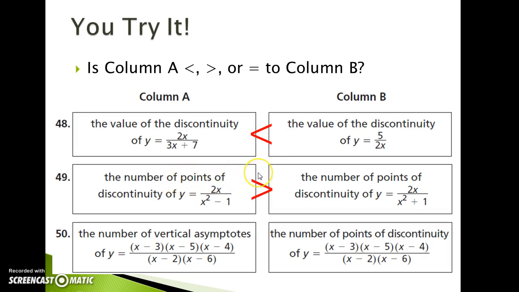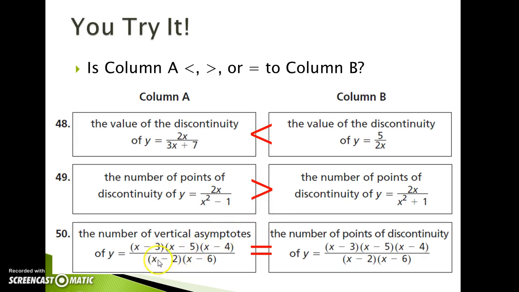For this second one, hopefully you were able to look at the denominator again, x squared minus 1. You could use the difference of two squares to turn this denominator into x minus 1 times x plus 1. You find there were 2 points of discontinuity. Over here, maybe you remembered from our unicorn example that x squared plus 1 had 0 points of discontinuity. Therefore, 0, 2, 0 is less than 2.